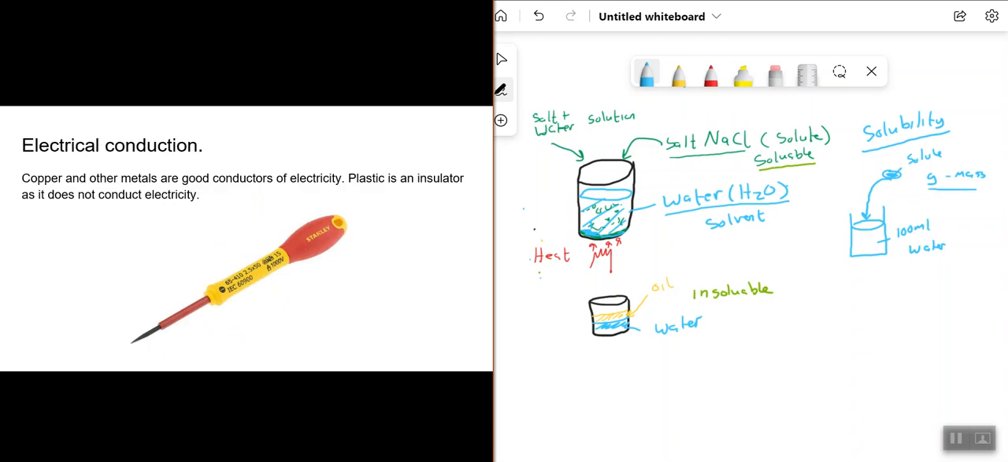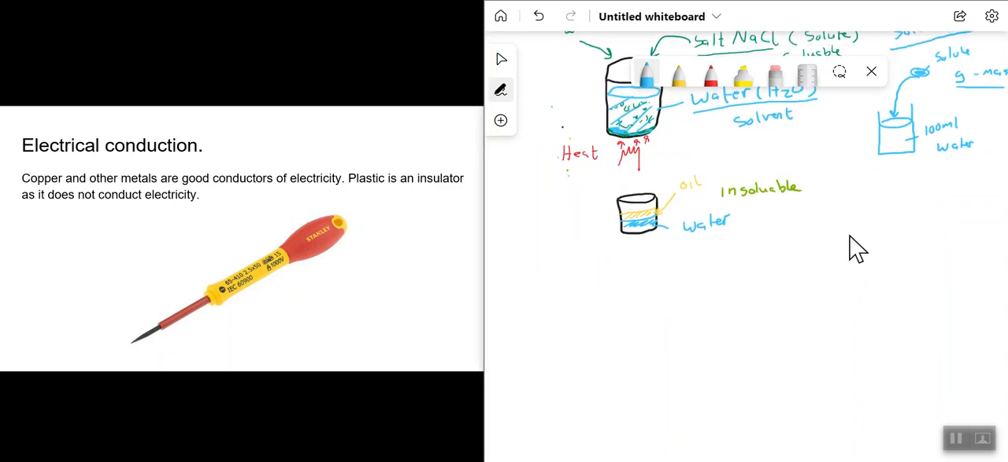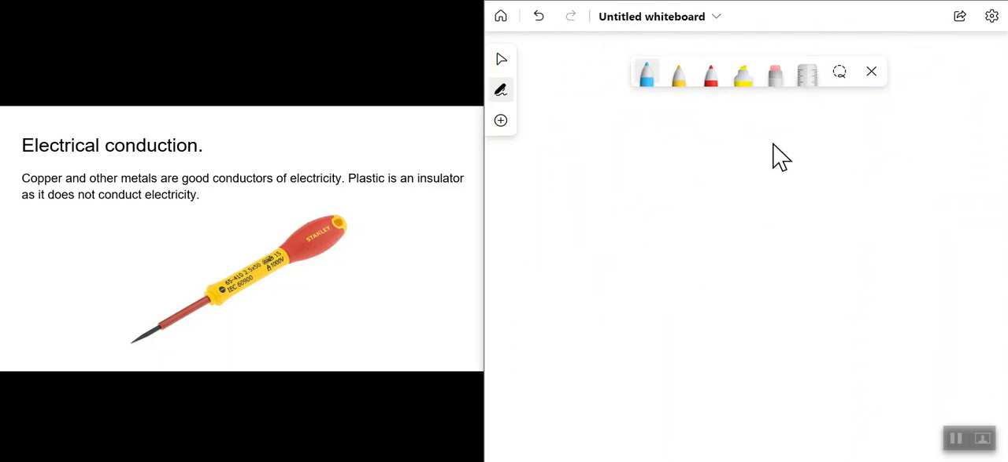The next one is what's called electrical conduction. Copper and other metals are good conductors of electricity, and plastic is an insulator and does not conduct electricity. If we take copper, for example, imagine this is a piece of copper, and inside the copper you have atoms of copper.